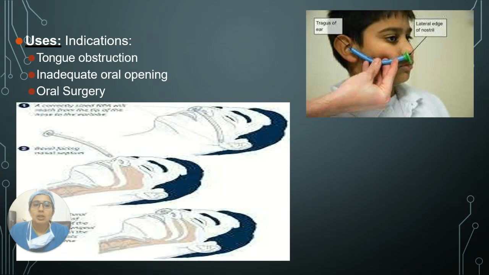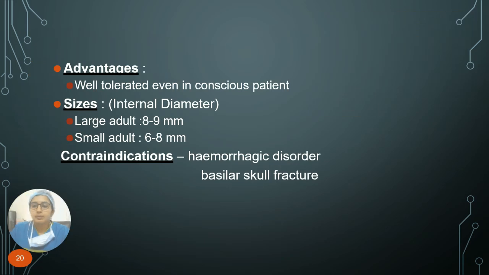The indications of a nasopharyngeal airway: tongue obstruction, inadequate oral opening or oral surgeries. Then we can use nasopharyngeal airways. The correct size is measured by holding the airway from the lateral edge of the nostril to the tragus of the ear. It is well tolerated even in conscious patients. Sizes: large adult 8 to 9 mm of internal diameter, small adult 6 to 8 mm. Contraindications: hemorrhagic disorders or basilar skull fractures.